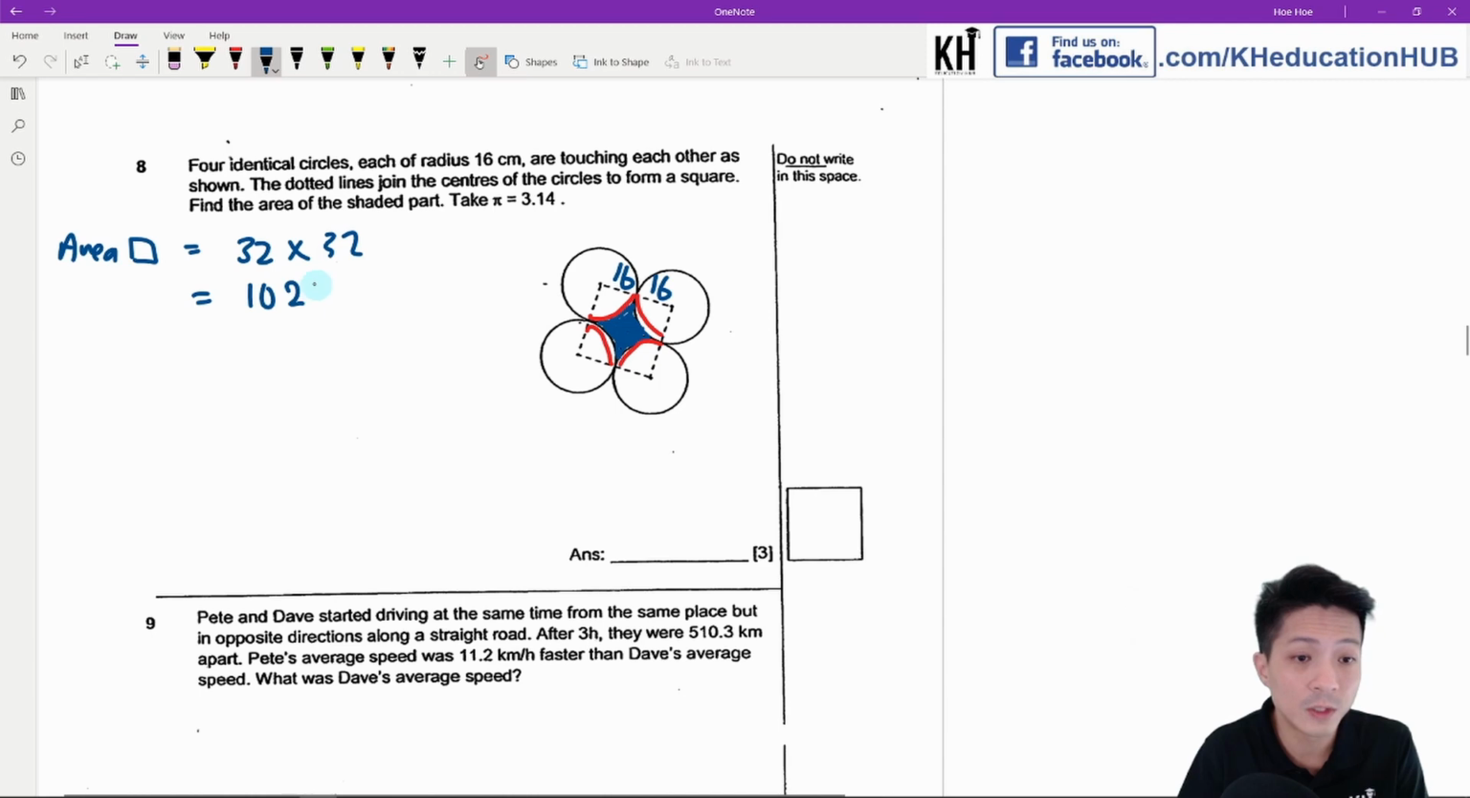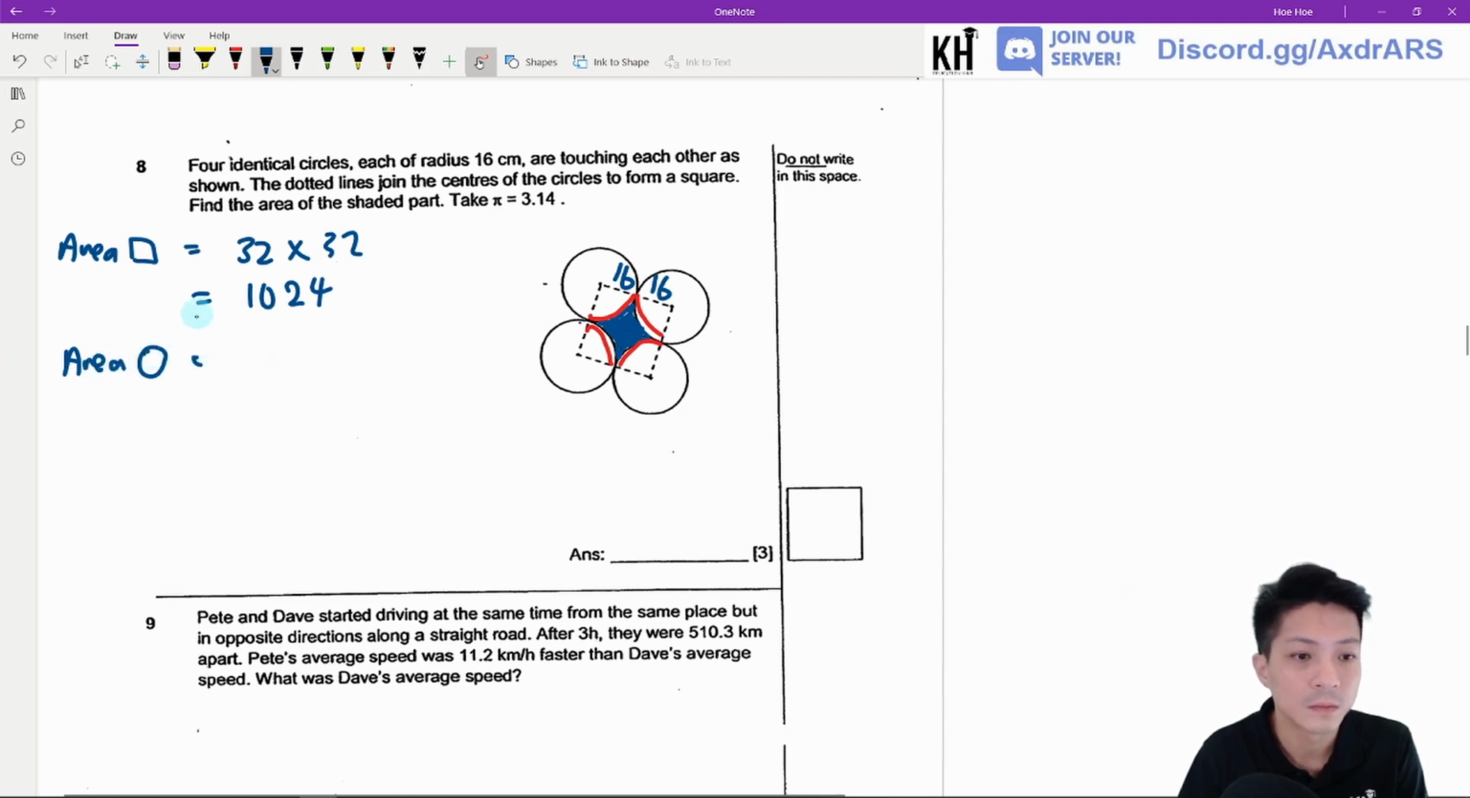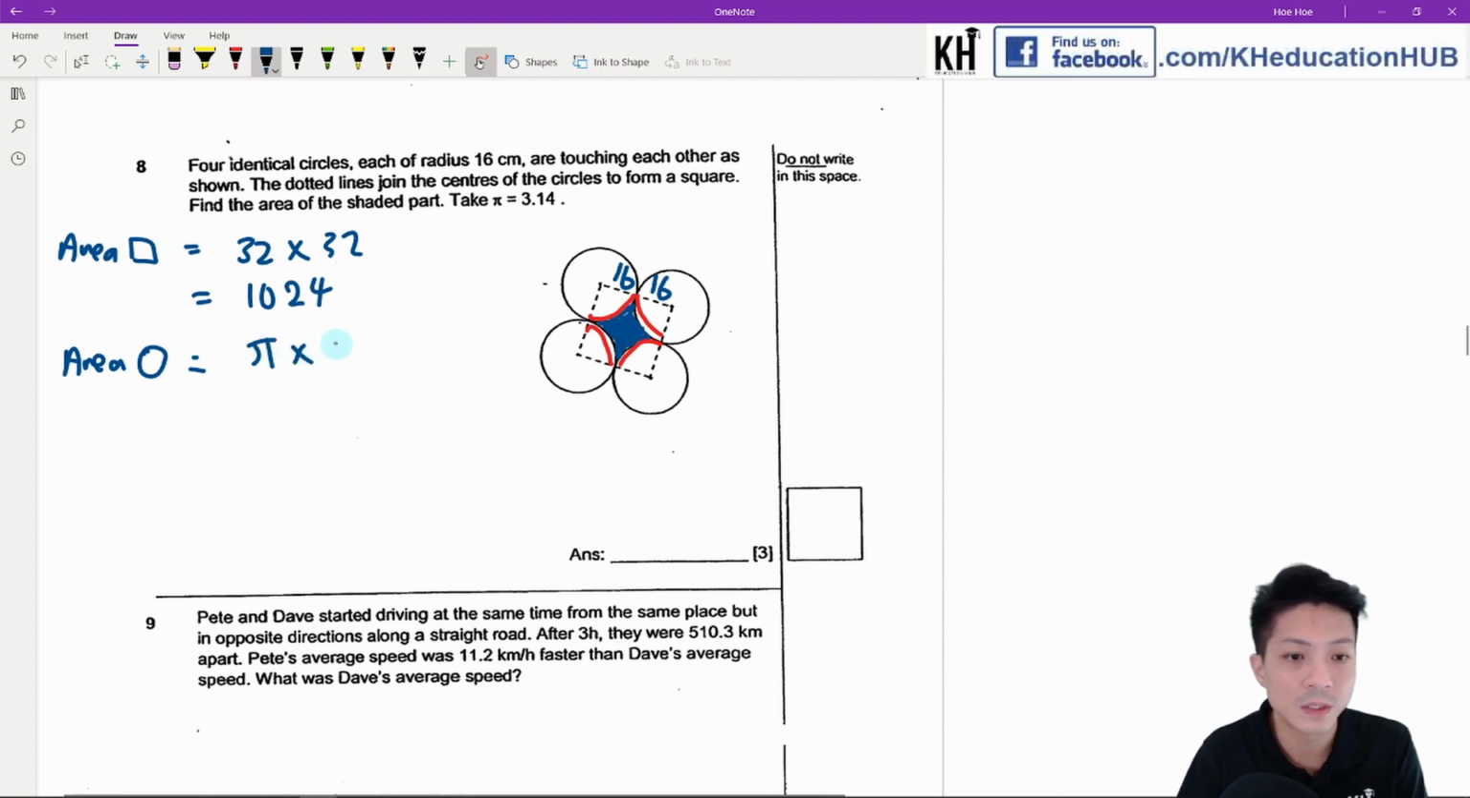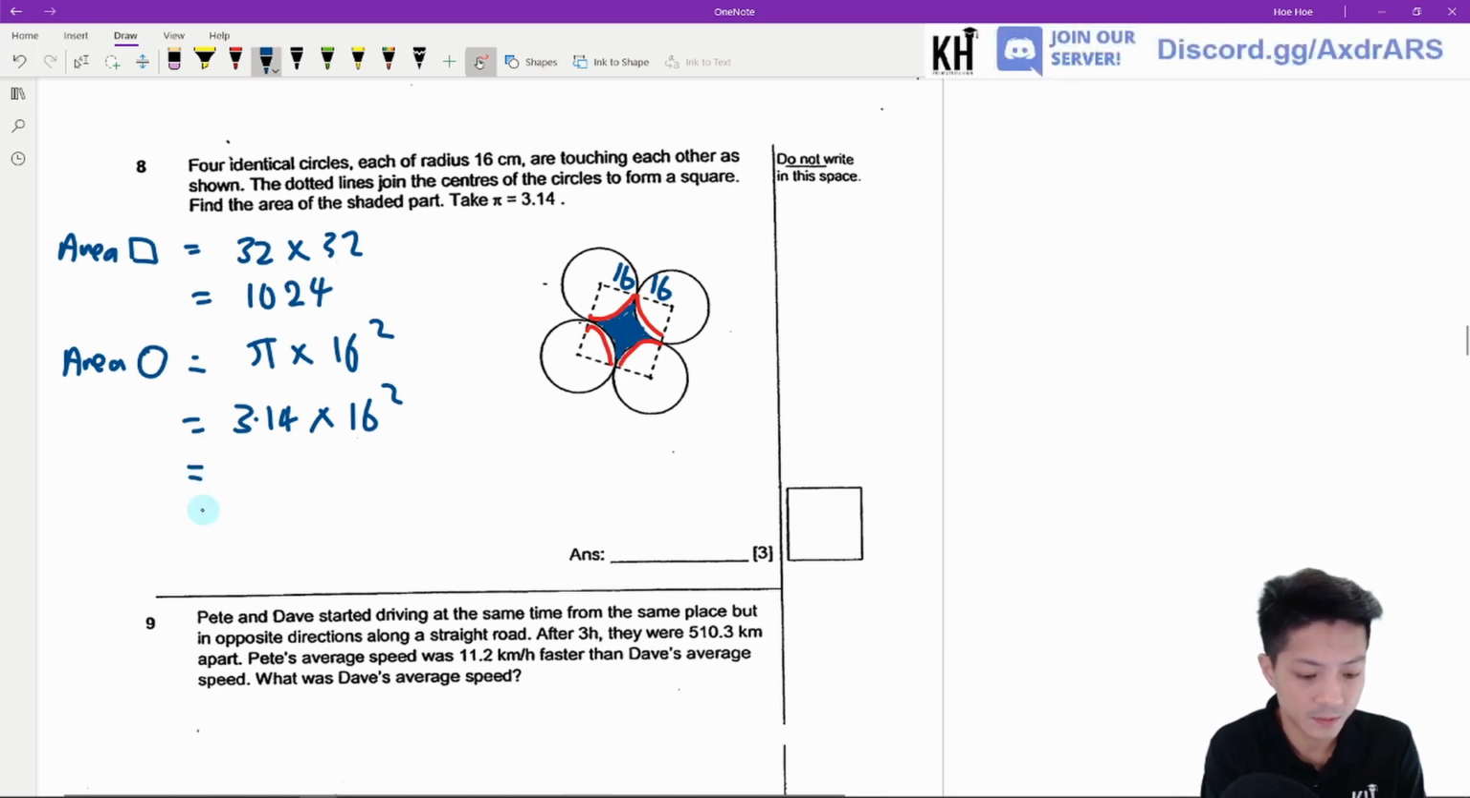So 1024. Okay, the area of the full circle will be pi r square, so pi times 16 square, which is 3.14 times 16 square. It will be 803.84.